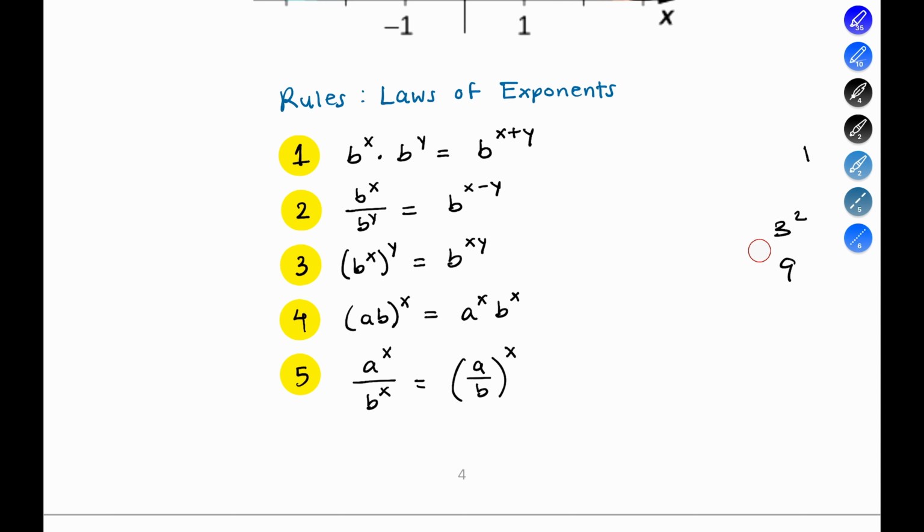The third rule is this. So if b to the power of x is all raised to the power of y, then we could just multiply the exponents. Next, for rule number 4, if a times b is all raised to the power of x, then we could distribute the exponent and give it to each of the numbers inside of the parentheses. So it just distributes and it ends up being like that.